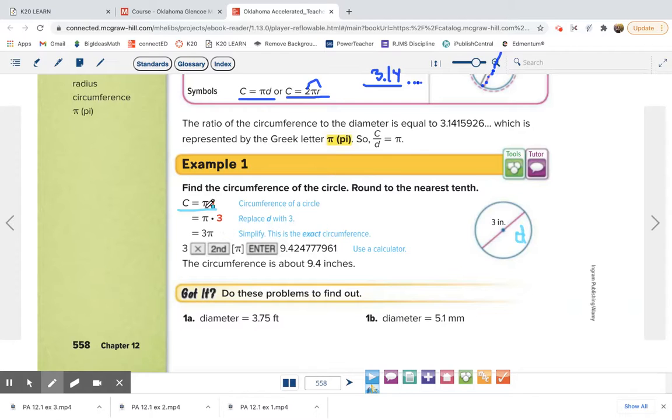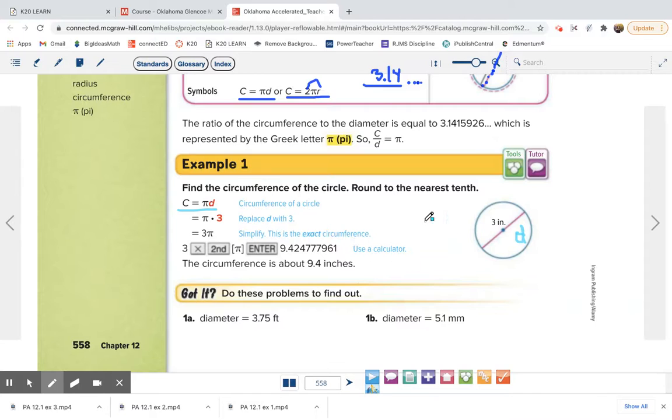So all we have to do is replace the diameter with 3. So we have pi times 3, or 3 pi. You just plug it in your calculator. We don't have to type second enter. You just hit 3 and then the pi button. Okay, here in a second, whenever I work out these problems with you, I will show you where it's at if you haven't found it yet.